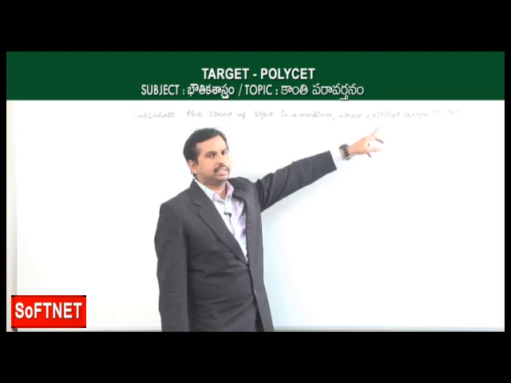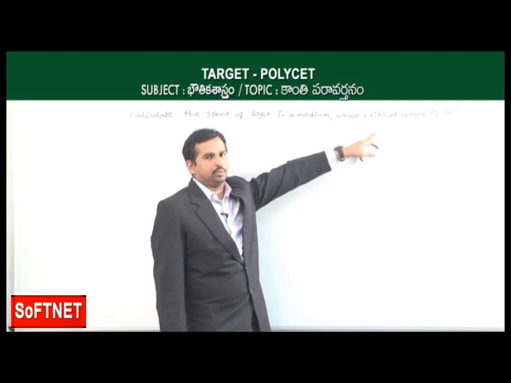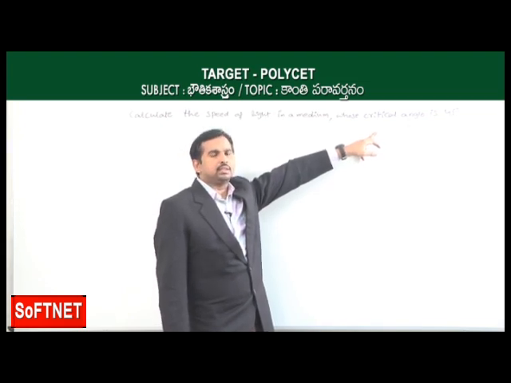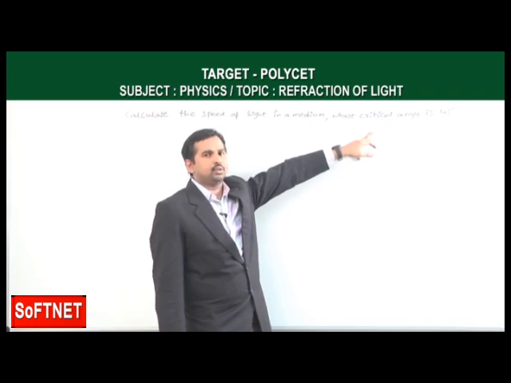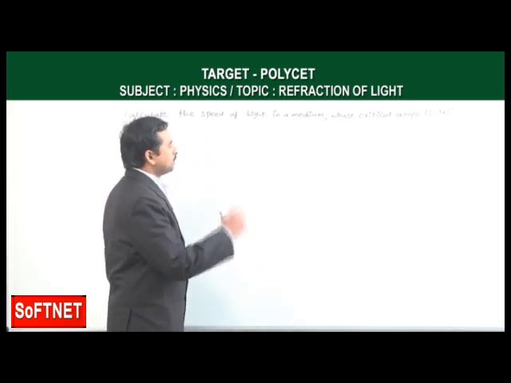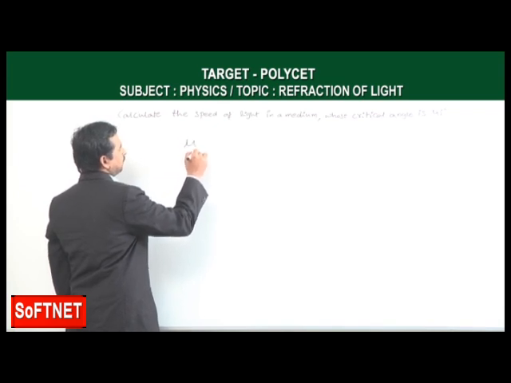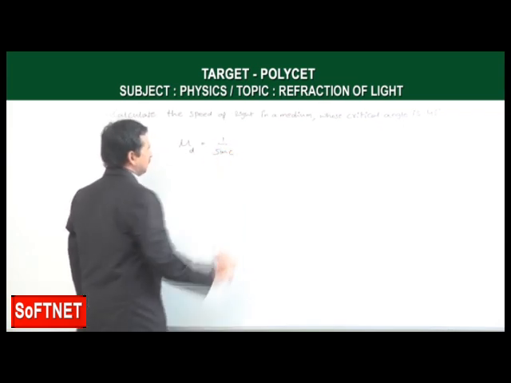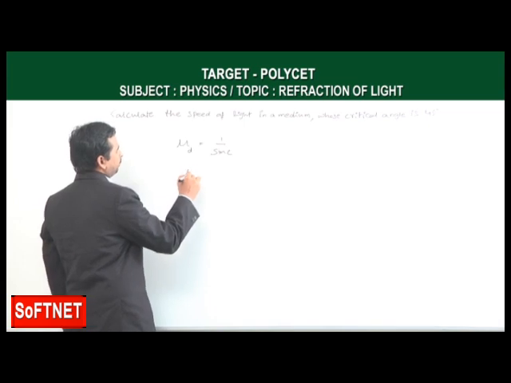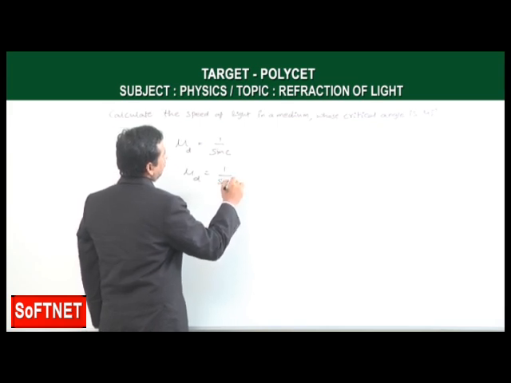And we already know that critical angle is nothing but, whenever the light ray is going from denser to rarer medium, the angle of refraction becomes 90 degrees. That critical angle is nothing but the angle of incidence on the surface here. As the critical angle is given as 45 degrees, we know that the refractive index of the denser medium becomes 1 by sin C, as we derived that.